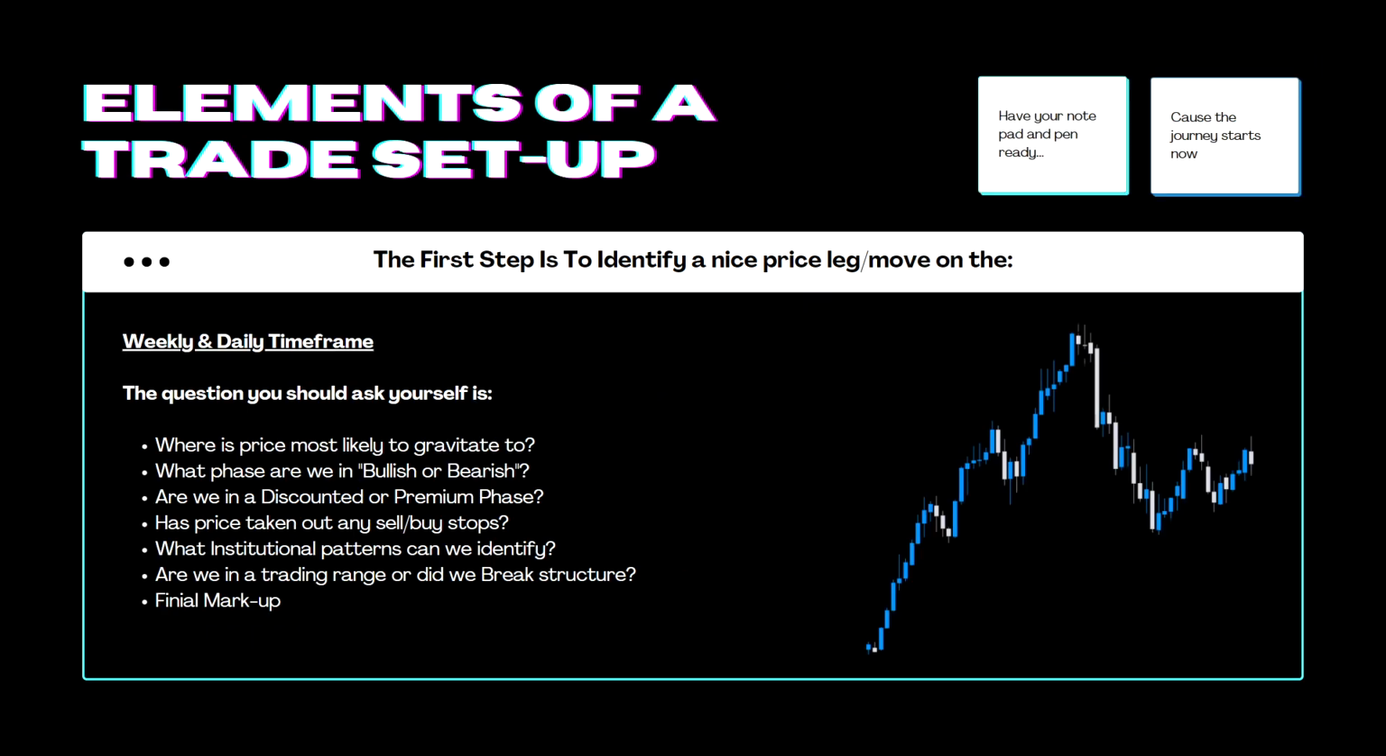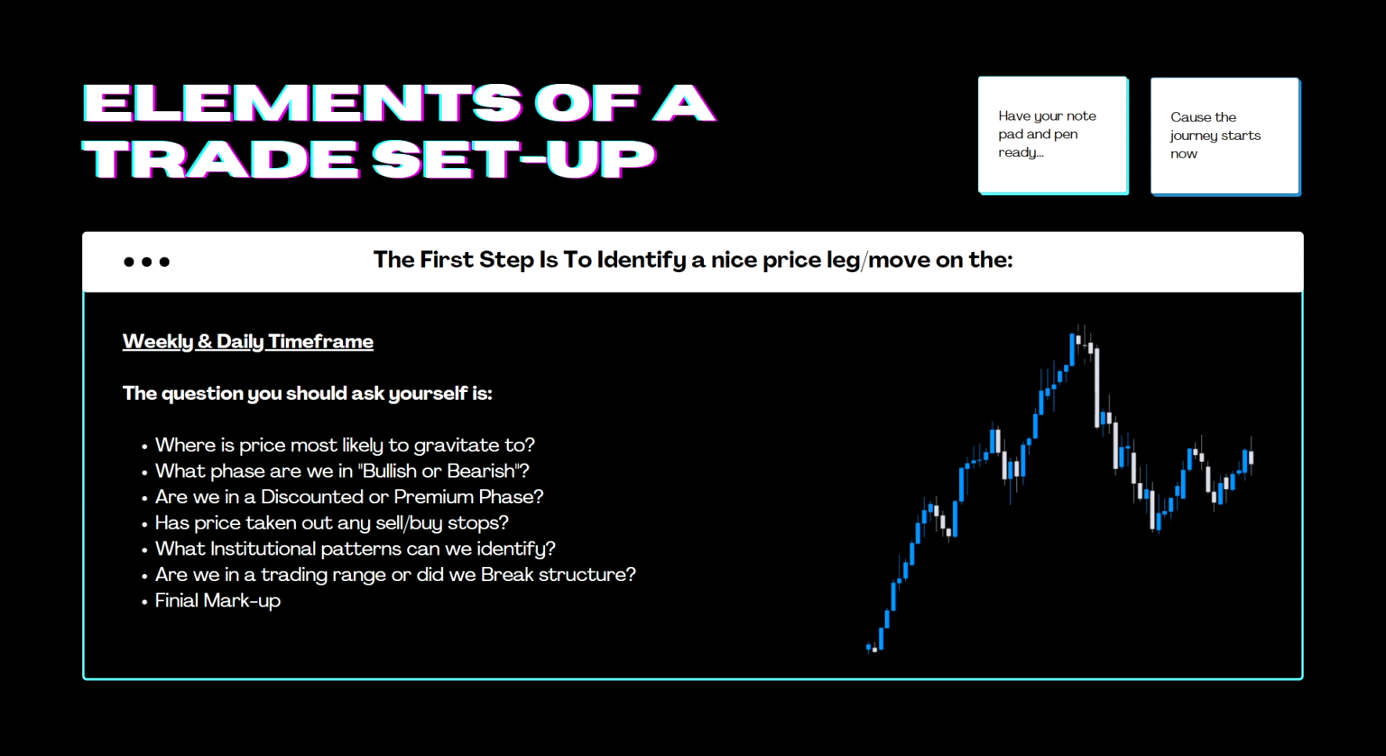So, elements of a trade setup, right? I hope you guys have your notepad and your pen ready because the journey starts now. So basically, what are the elements of a trade setup? How do we know how to find certain trade setups? What is the process of starting on the higher time frames and going down to the lower time frames? So the first step that we need to do is identify a nice price leg move on the weekly and daily time frame. The questions that you should ask yourselves, right?